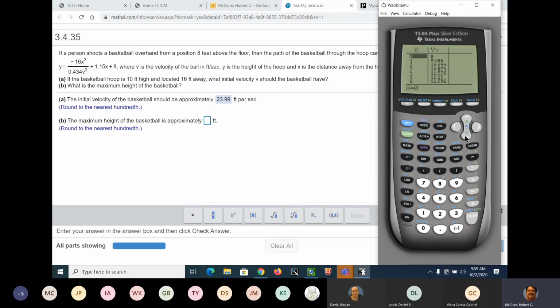And let's look at the values of y. 12.596, 12.914, 13. There we go. We know that it's between 9 and 10 feet. Okay, we know it's between 9 and 10 feet. So we're going to go back to the graph. We're going to go to trace. Well, I can't trace that way. I have to go to graph and trace. And that's at 9 or 10 feet.